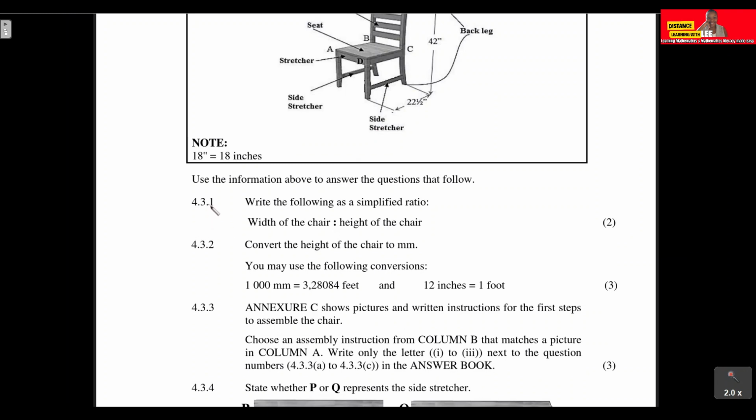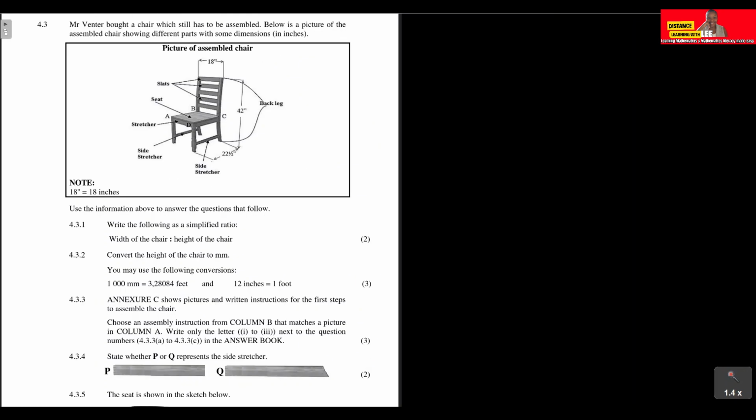Question 4.3.1 says use the information above to answer the questions that follow. Write the following as a simplified ratio. I'm going to move the drawing to the side. What are we writing as a simplified ratio? The width of the chair to the height of the chair. We want the ratio of the width of the chair to the height of the chair.